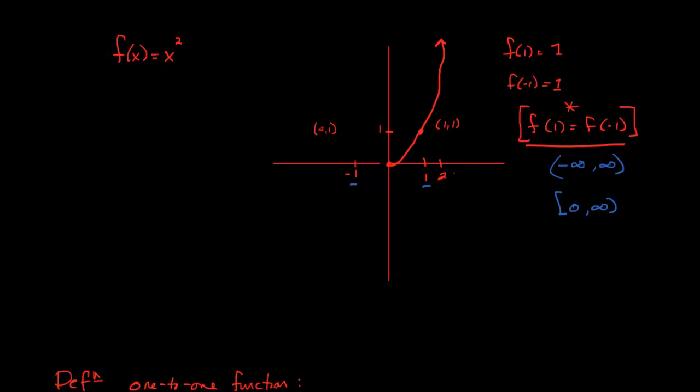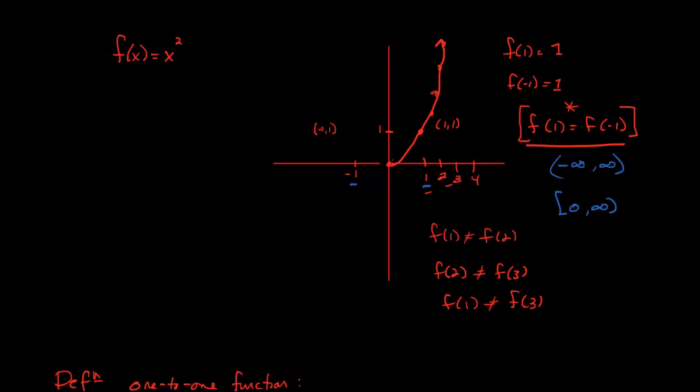As we keep on increasing, we keep on increasing on the y-axis. So there are no two values of our function that are equal. f of 1 would never equal f of 2, f of 2 would never equal f of 3, and f of 1 would never equal f of 3. There's an infinite amount of combinations like this because we restricted our domain.